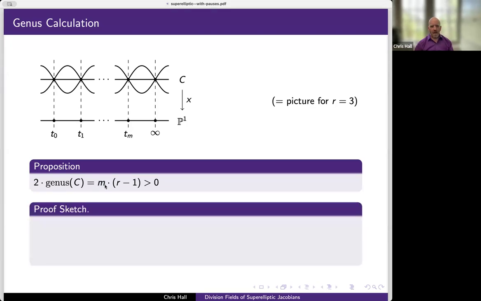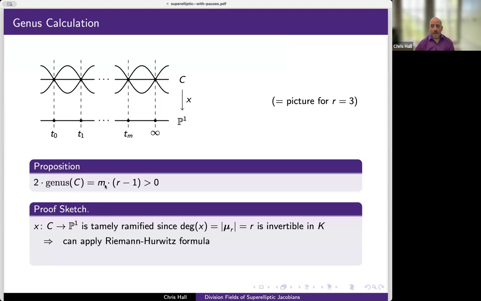All right. Proof, it's not going to surprise you a whole heck of a lot. The really essential point here is that the map from C to P1 is tamely ramified and has degree r. And in particular, it's also Galois, and r is invertible in our ground field. So we can apply the Riemann-Hurwitz formula. And if you do apply the Riemann-Hurwitz formula, you get your normal expression for really Euler characteristics, I would say, left and right-hand side, and some relationship between them.